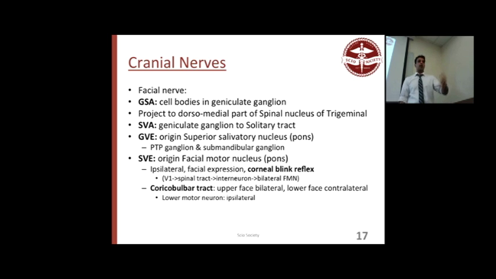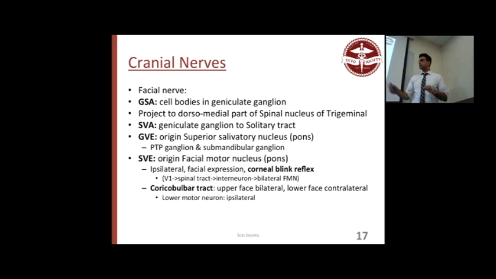So your taste. That's your anterior two-thirds of your tongue. They're going to go back through what nerve? Chorda tympani, and go up to your geniculate ganglia, and that's where the cell bodies are located. And instead of going to the spinal trigeminal nucleus, because it's special visceral, it's going to go to your nucleus solitarius or solitary tract.